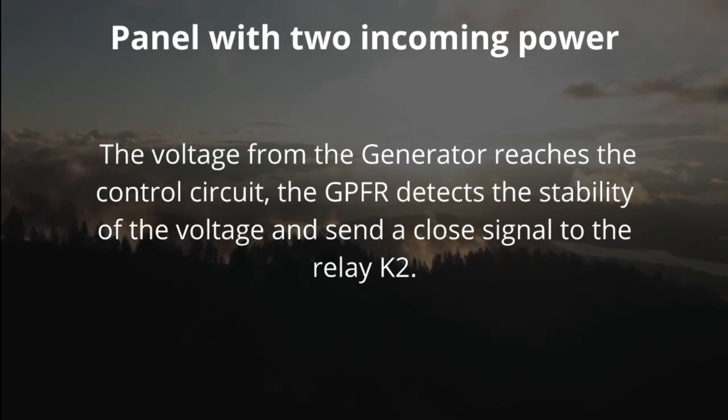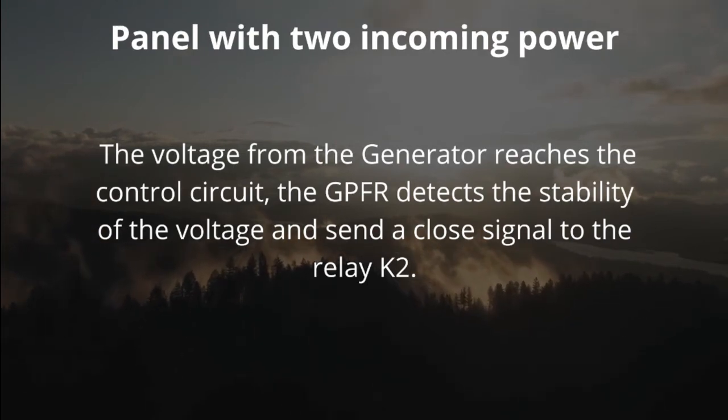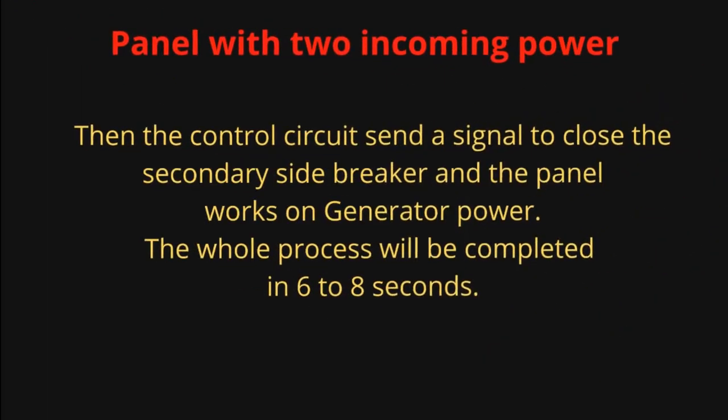When voltage from the generator reaches the control circuit, the GPFR detects the stability of the voltage and sends a close signal to the relay K2. Then the control circuit sends a signal to close the secondary side breaker and the panel works on generator power. The whole process will be completed in 6 to 8 seconds.